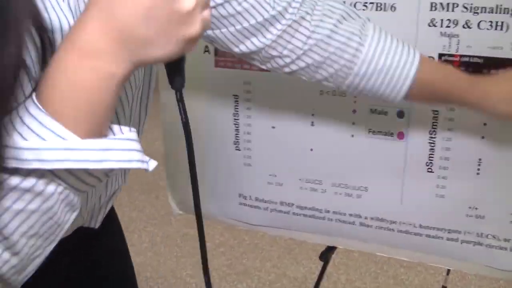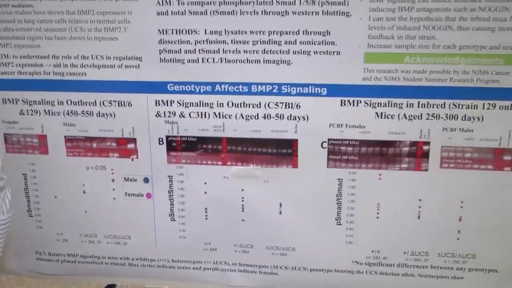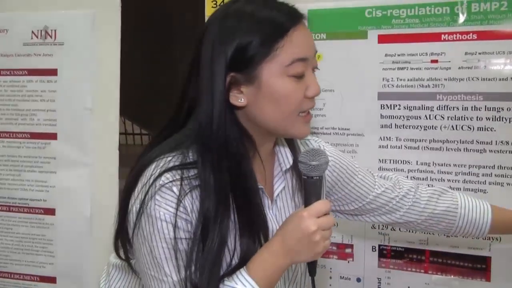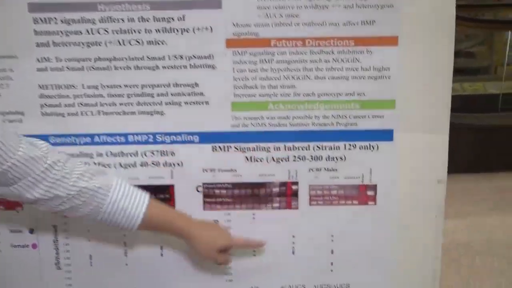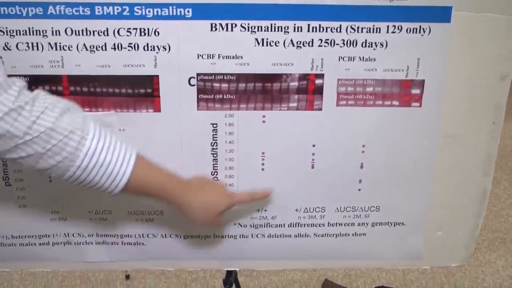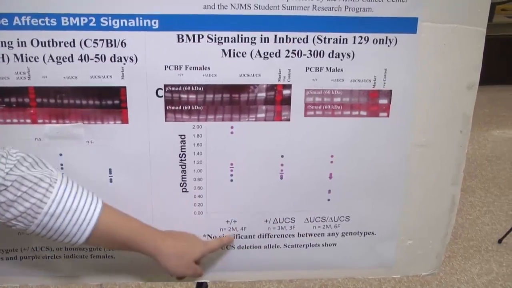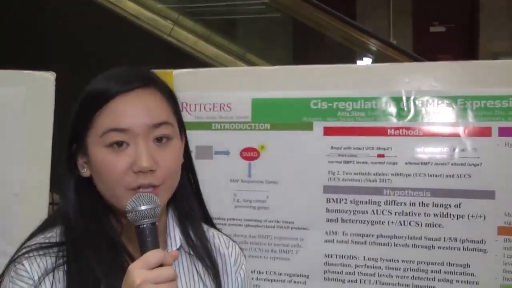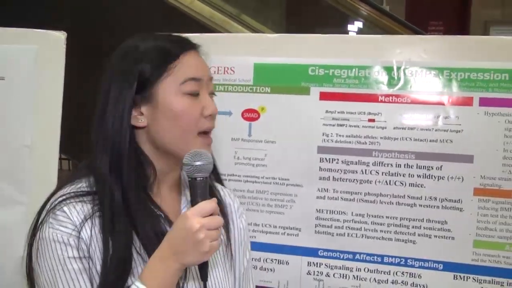genotypes, which does suggest that the ultra-conserved sequence plays a repressive role in regulating BMP2 expression. In contrast, in the inbred strain, as opposed to the outbred strains here, the inbred strain showed the opposite trend and actually showed decreased BMP signaling in the homozygous mice lungs relative to the other 2 genotypes. And so these results suggest that mouse strain, whether it's inbred or outbred, can actually affect BMP signaling.